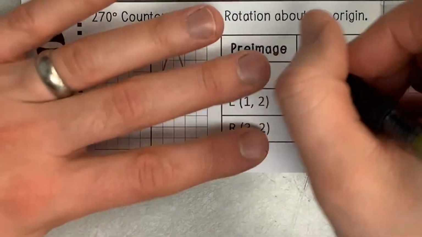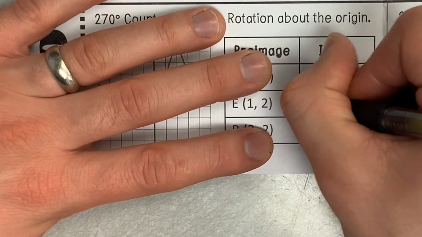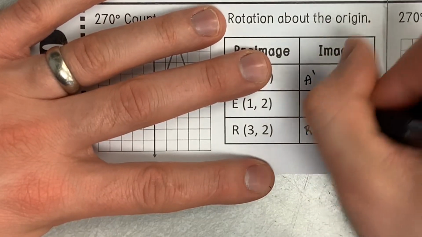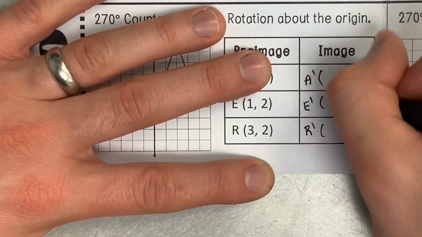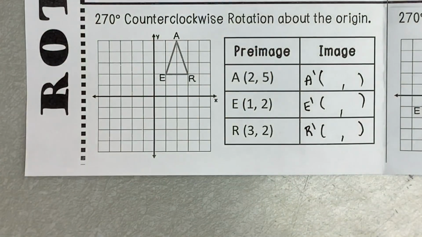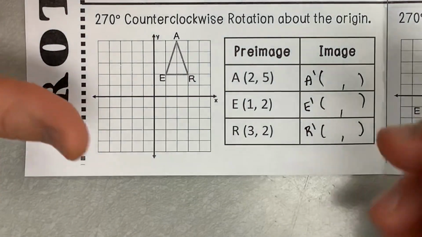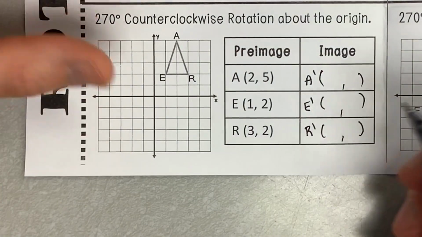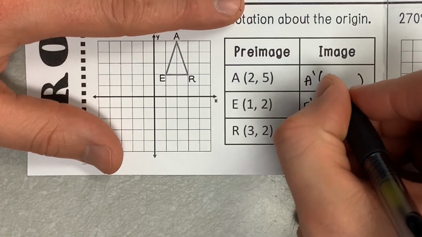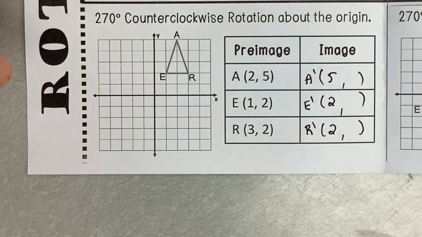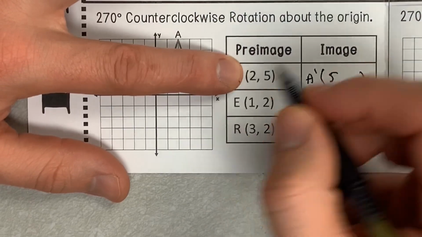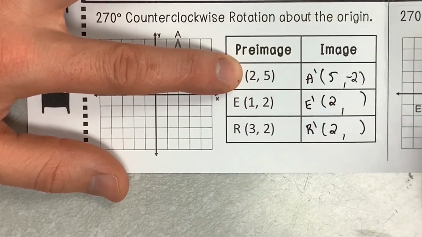All right, so to find my new A prime, E prime, and R prime. Remember, I got to flip the spots. X goes to the Y, Y goes to the X, and I take the opposite of the X value. So let's jump right into it. My Y values. 5 goes in front as is, 2 goes in front as is, 2 goes in front as is. My X values go to the back, but it's a +2, I make it a -2.